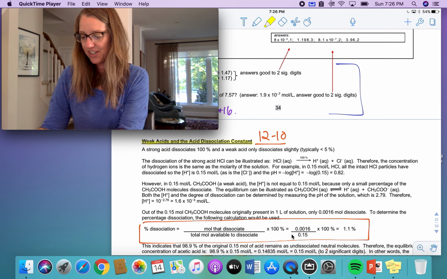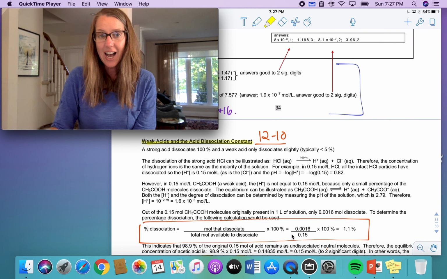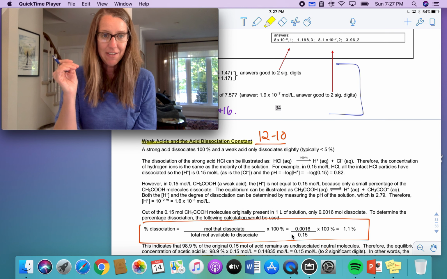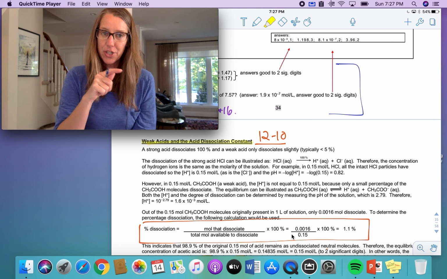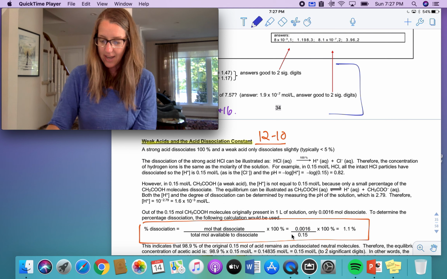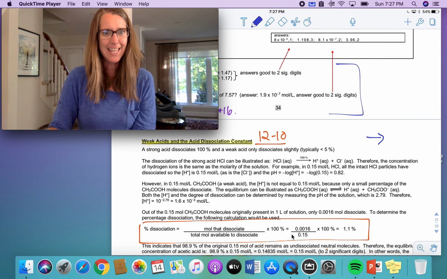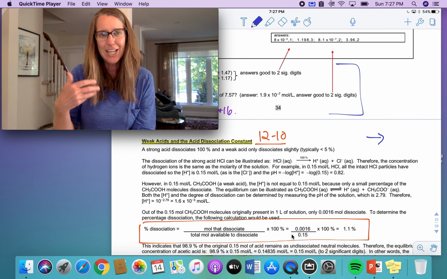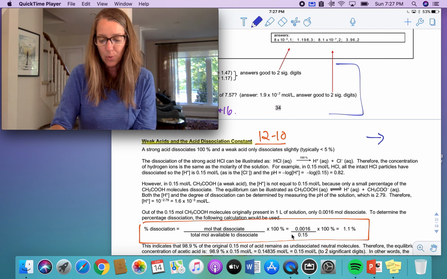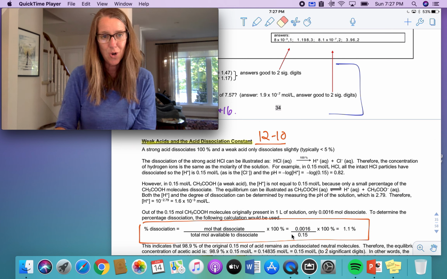Weak acids and the dissociation constant. Remember, we're calculating a K value for only the acids that are weak, because if it was a strong acid, it would dissociate 100%, and then you would have an arrow that looks like that, and then it's not an equilibrium, and you're not calculating a constant for an equilibrium. Does that make sense? So we're not calculating anything for strong acids.